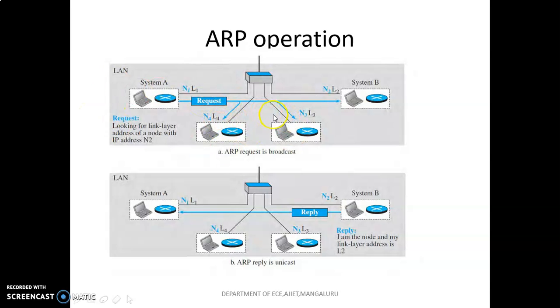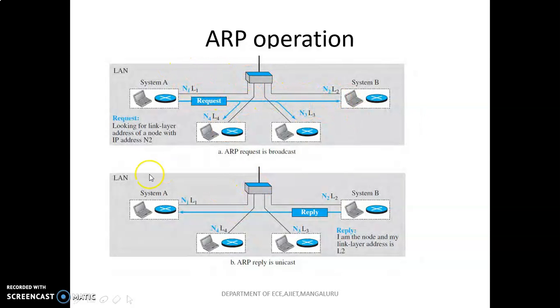Now in this figure, the system on the left, system A, has a packet that needs to be delivered to system B with IP address N2. System A needs to pass the packet to its data link layer for the actual delivery, but it does not know the physical address of the recipient. It uses the services of ARP by asking the ARP protocol to send a broadcast ARP request to ask for the physical address of a system with an IP address of N2. This packet is received by every system on the physical network, but only system B will answer it, as shown in figure B.